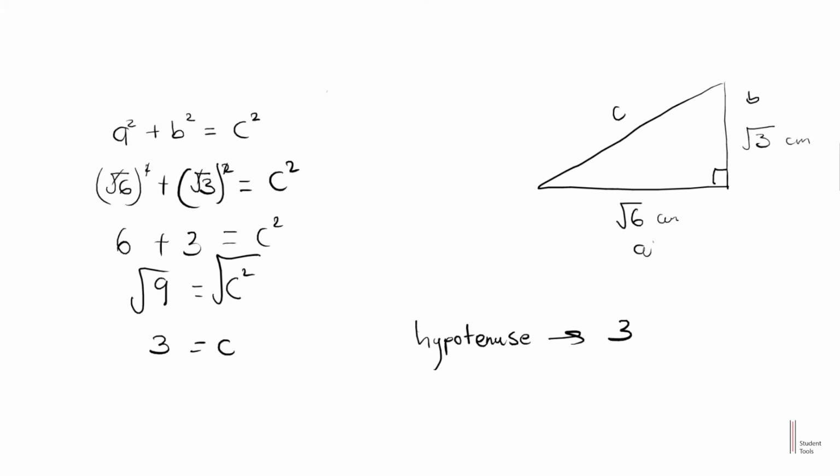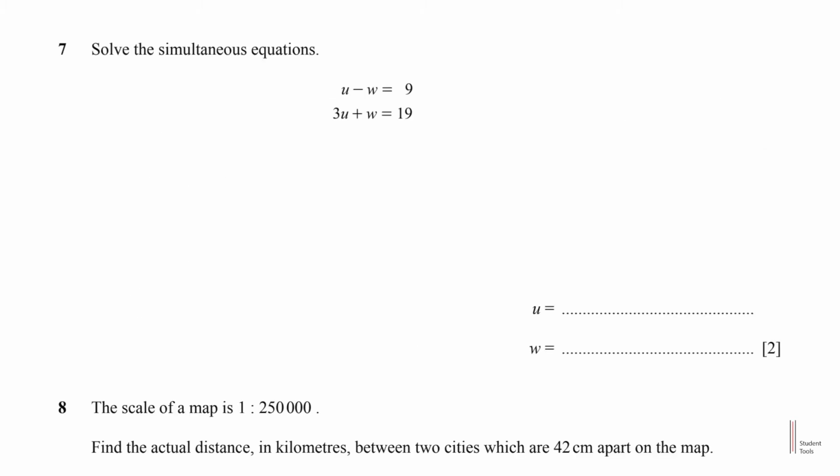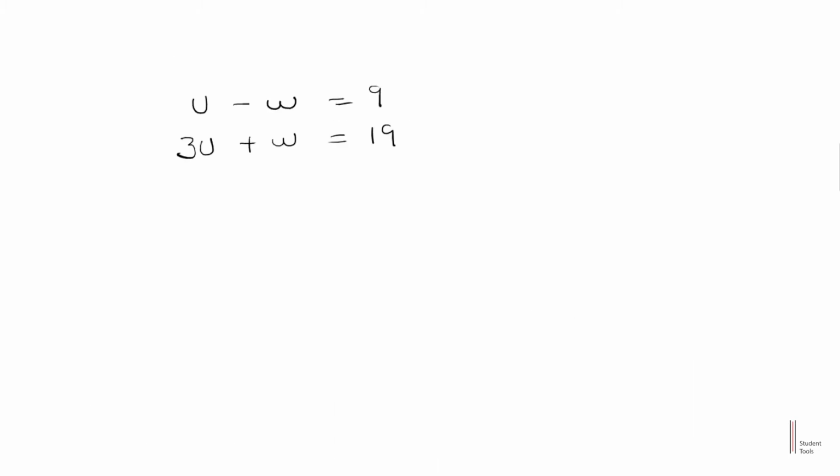Next is question 7. Question 7, solve the simultaneous equations. So we have these two equations and we're supposed to solve them simultaneously. u minus w equal to 9 and 3u plus w equal to 19. So we know that we have 3 methods of solving equations simultaneously. We have elimination, we have substitution, and we have the graph method. So which of these methods can we use to solve this case? So I think in this case we can use the elimination method.